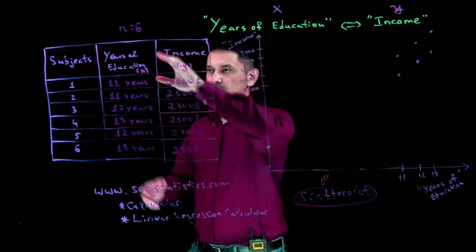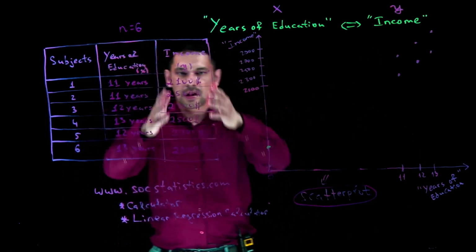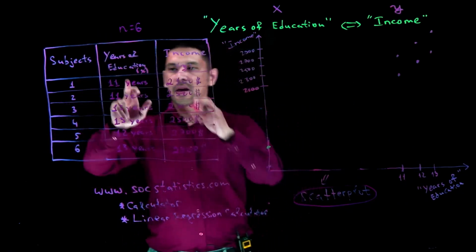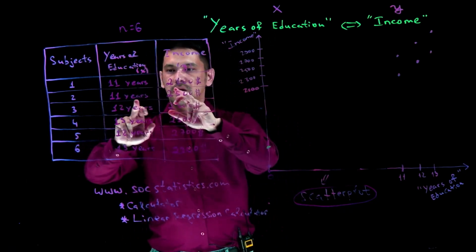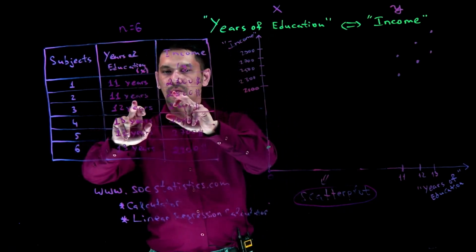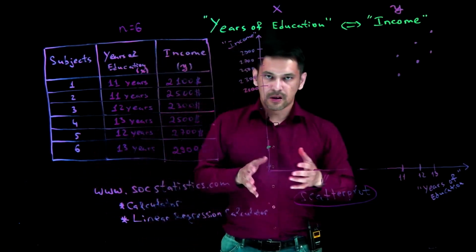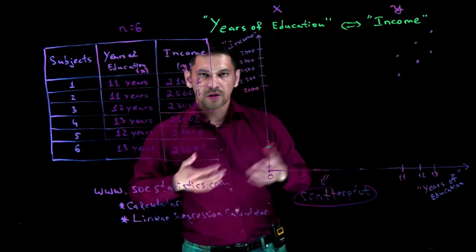Now this table is showing me the years of education and incomes for all the 6 people in my sample. So this table is showing the x and y coordinates. It's showing the x and y values for each person in my sample. Now I built a table that shows the x and y values. Now what's my next step?